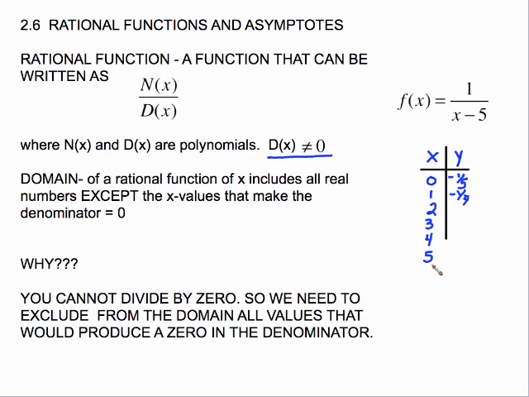But when I get to 5, I've got a problem, because if I put 5 in here, 5 minus 5 is 0. I'm looking at 1 over 0. We can't have 0 in the denominator. That would be an undefined value. So our domain will be all of these x's that when I plug them into the function, I get a reasonable answer. The idea of domain is for us to eliminate any values that create 0 in the denominator. So we need to exclude from the domain all values that would produce a 0 in the denominator.